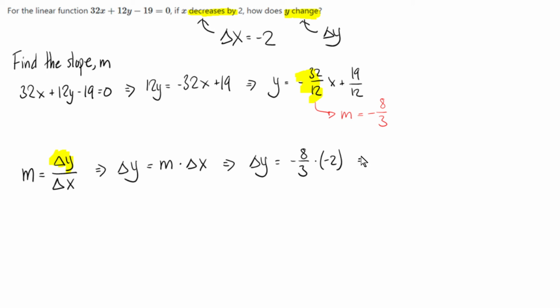So this is going to be 16 over 3, and that cannot be reduced any further, so that's it. Our answer is that when x decreases by 2, y increases by 16 over 3.